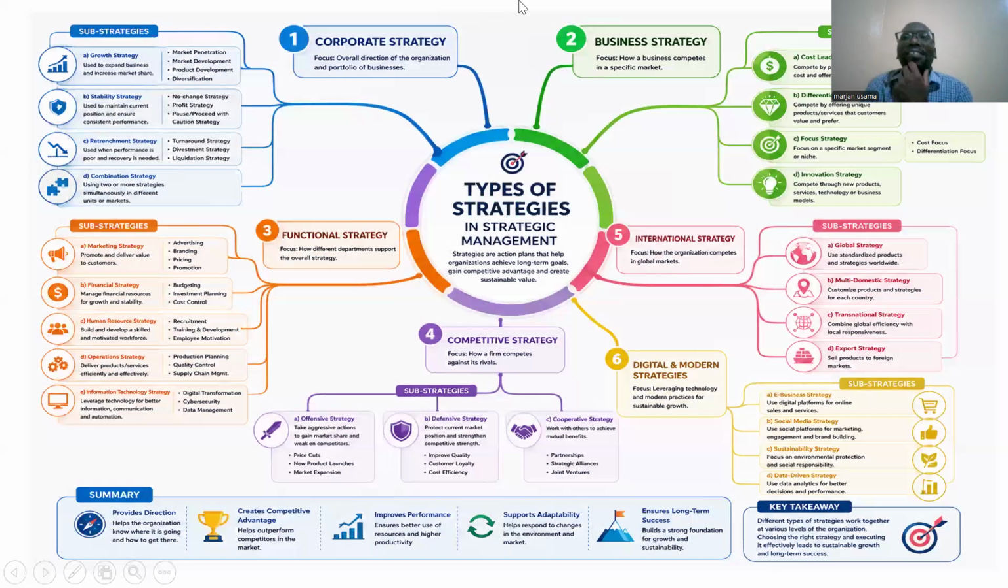Number 2, we have business strategy. Under the business strategy, we have sub-strategies. Okay? We also have functional strategy. Under functional strategy, you also have sub-strategies. Competitive strategy, sub-strategies. International strategy.